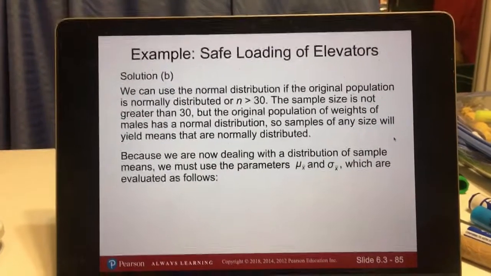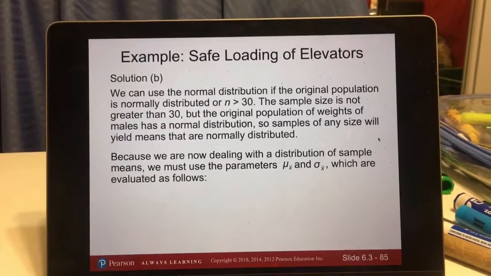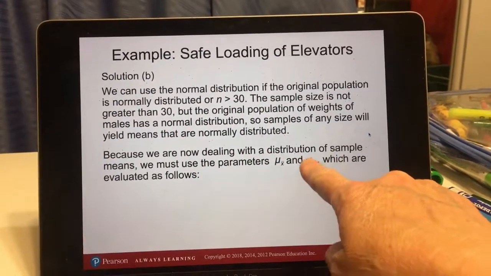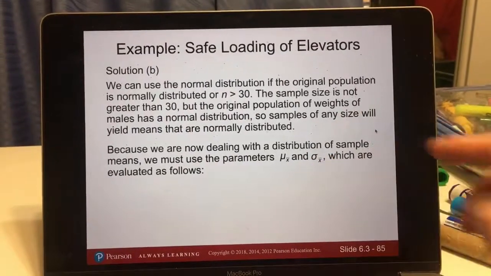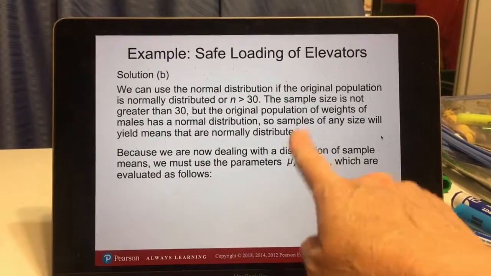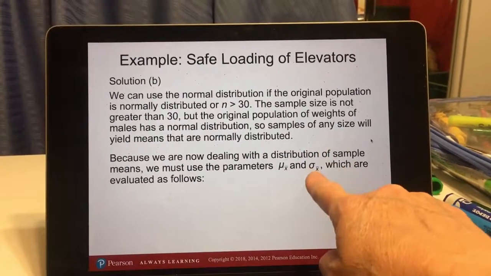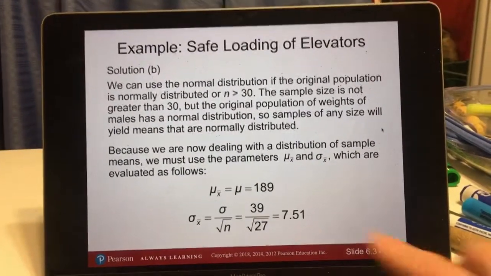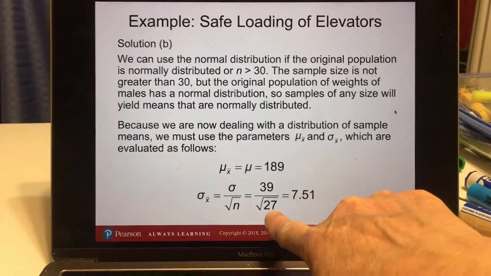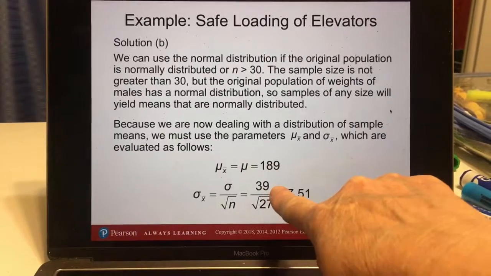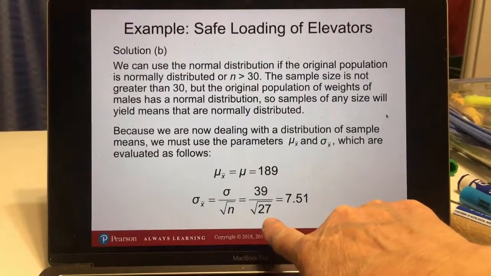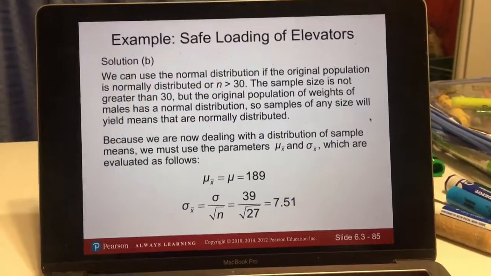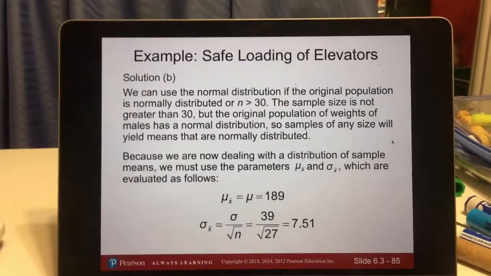Because we are now dealing with the distribution of sample means, we must use the parameters mean of x bar and standard deviation of x bar, which is our standard error of the mean. Remember, the mean is going to be the same as the population mean, but the standard deviation is going to be the population standard deviation divided by the square root of n. The sample size is 27, so we have 39, the population standard deviation, divided by the square root of 27, which is 7.51. The standard deviation comes in, which is going to move the graph in, make it sharper and steeper.